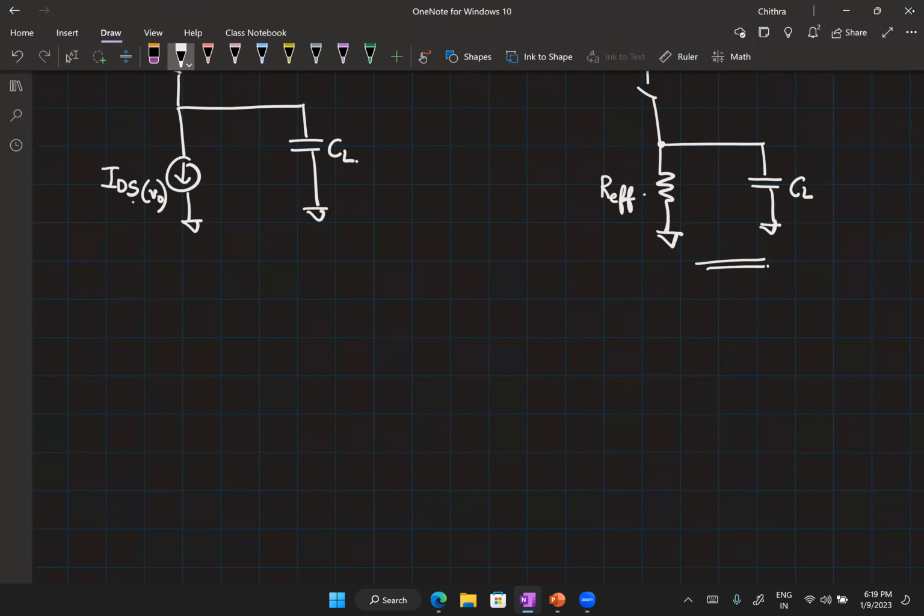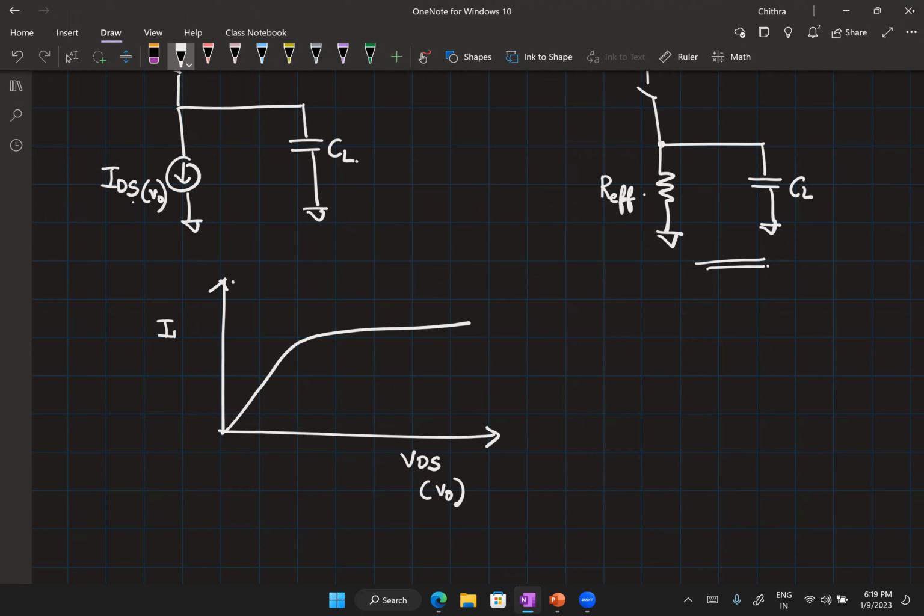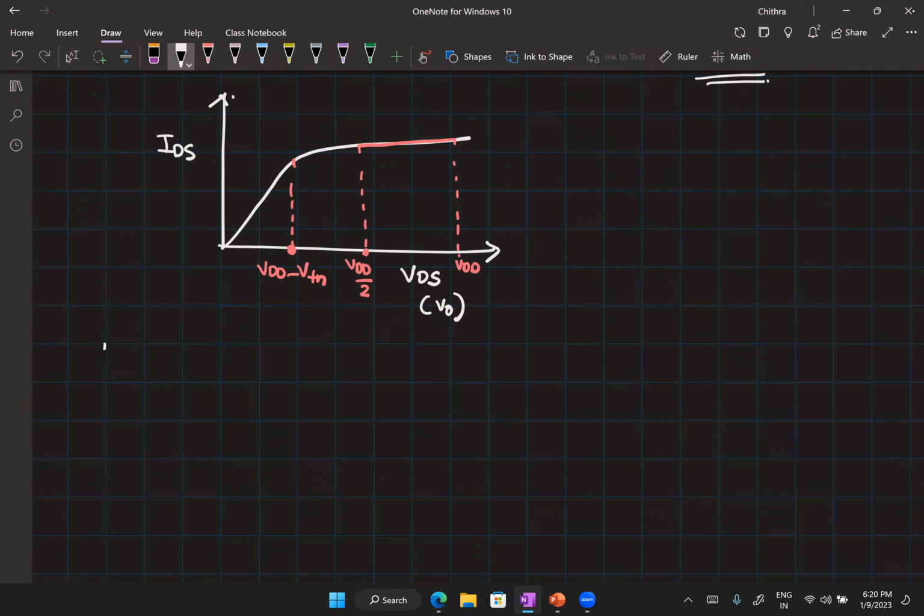So let me quickly sketch out the current waveform. As I'm varying my VDS, which is in our case the V0, my IDS is going to look like this. What is this point now? This will be VDD minus VTN. And our current, we are going to solve this for the current going from VDD till VDD by 2. Okay. So can you calculate what TPLH is?